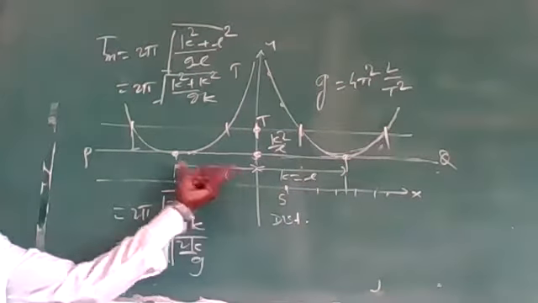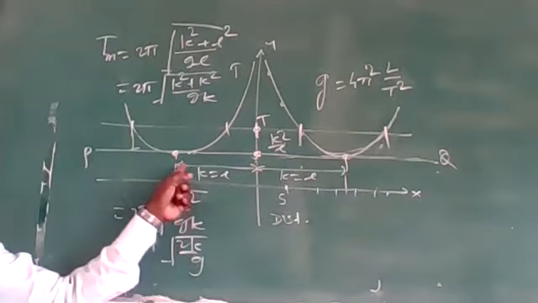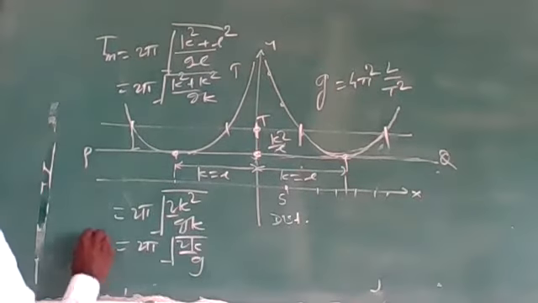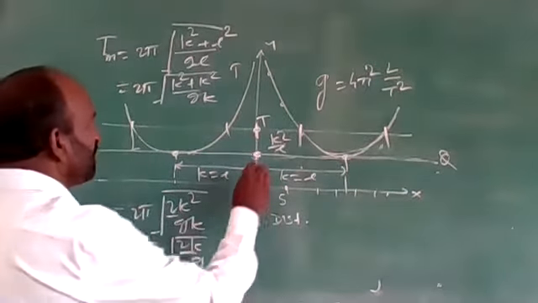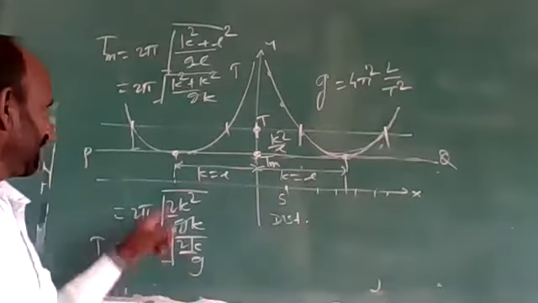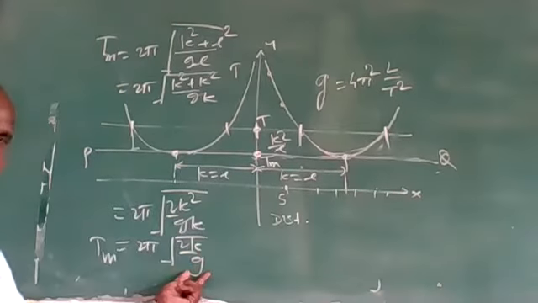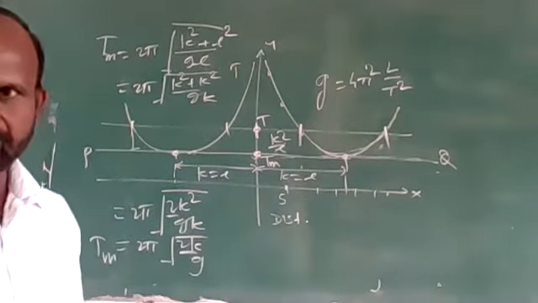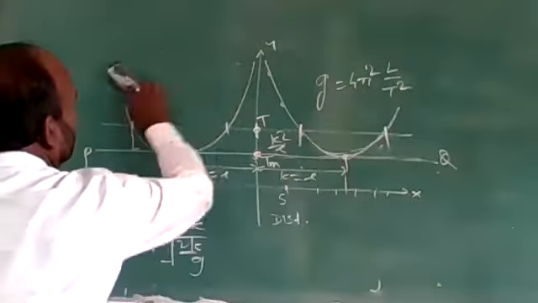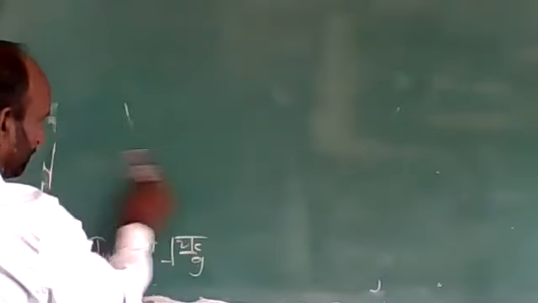We know the value of k. This distance from center to this point is k. We know the value of k, so we put the value of k in this equation. Tm is the minimum periodic time at this point. Tm is known to us, k is known to us. If k and Tm are known to us, we can find the value of G. That is, acceleration due to gravity can be obtained by using this graph in two ways.